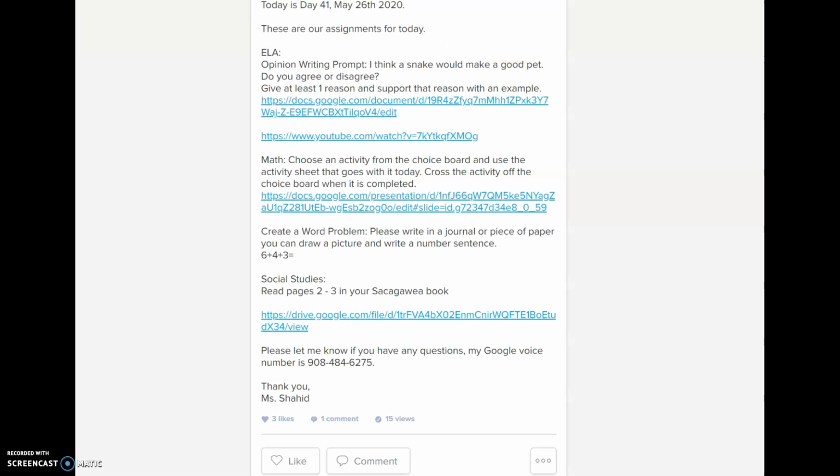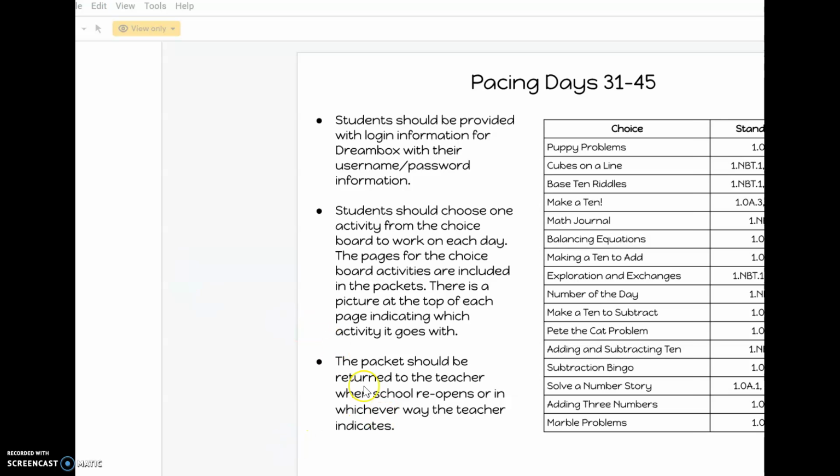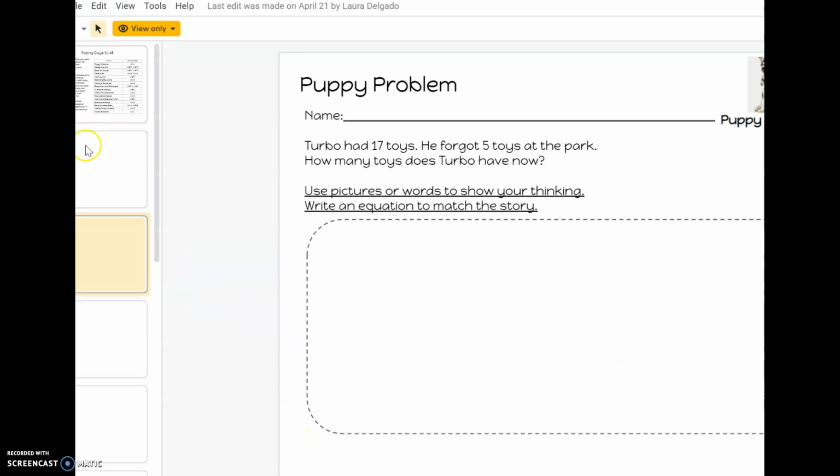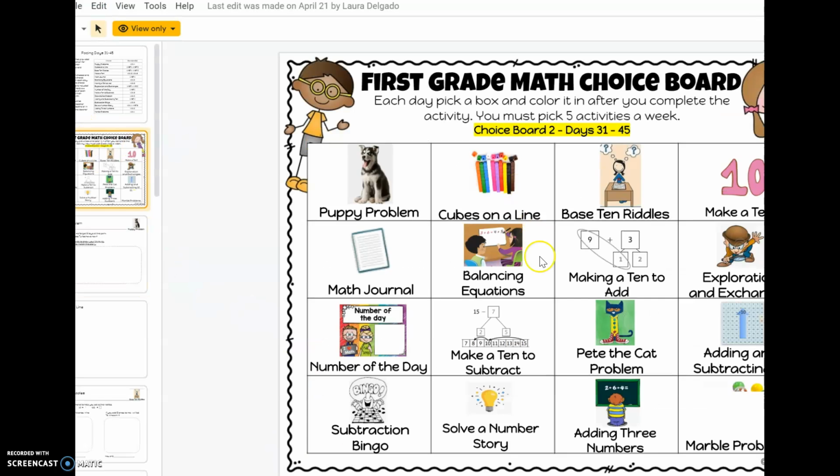For math, we have to do our choice boards. Many of you have completed a lot of these activities. I want to focus on this one here that says make a 10 to subtract. This is something that we have not practiced a lot, so I'm going to make a video on this. Think about it. If you want to take a chance at it and try it, go ahead.